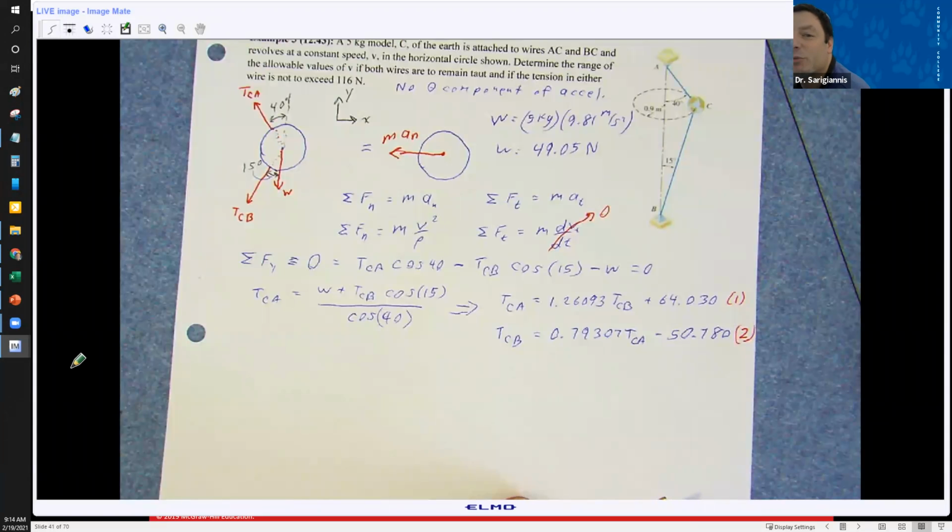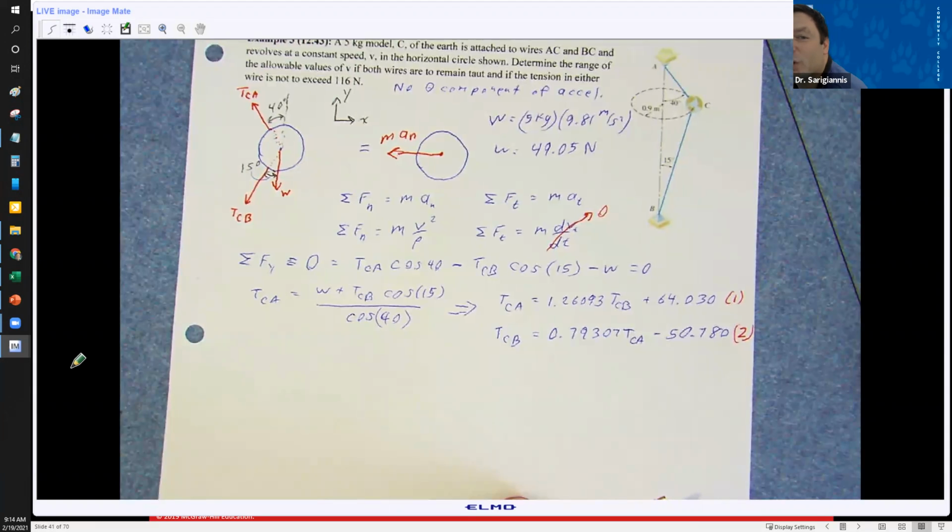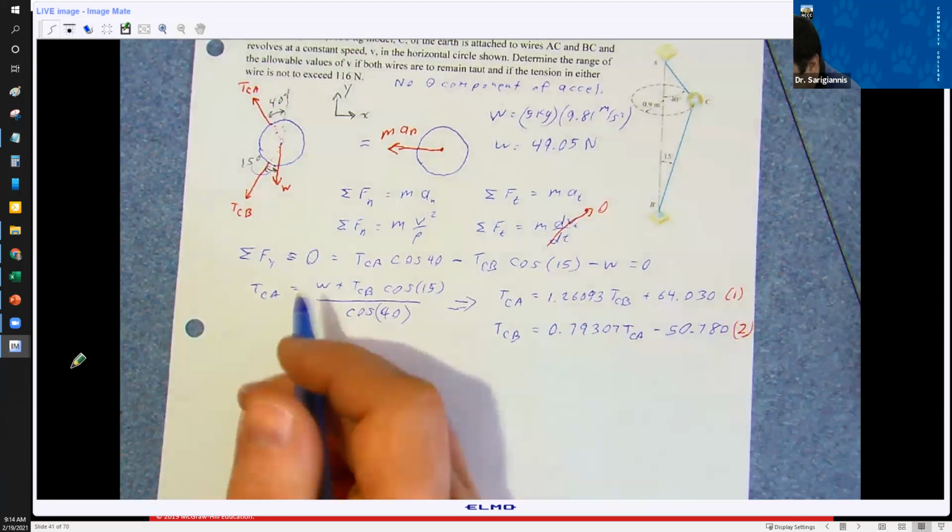So we want them to remain taut, right? So our minimum tension is 0. Our maximum tension is going to be 116 newtons. So we want to be able to see this in both tensions, right? We want to be able to write it both ways.